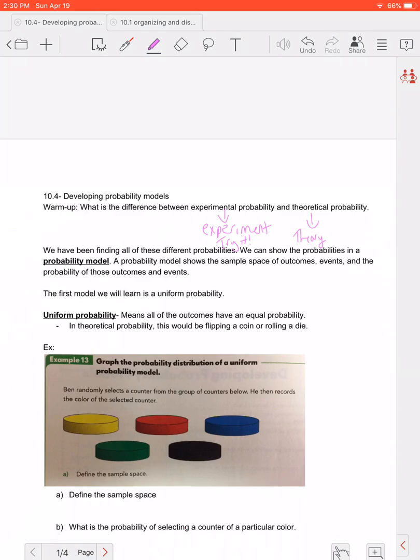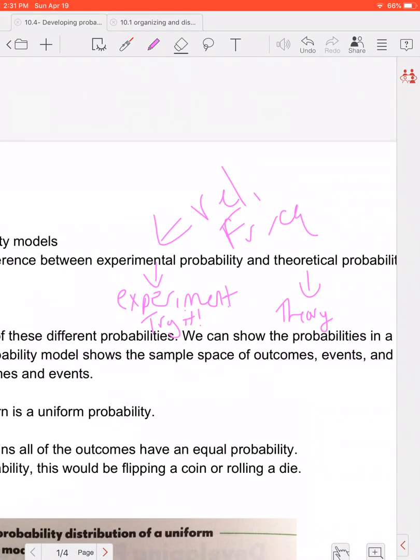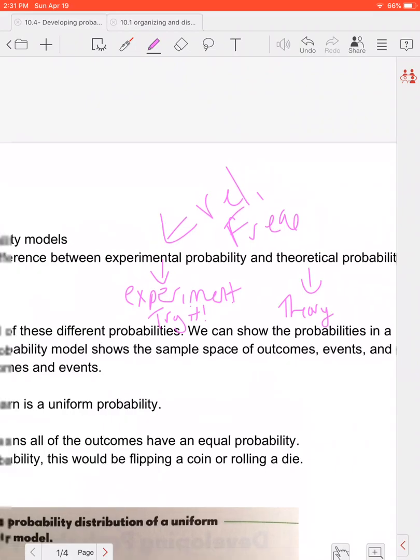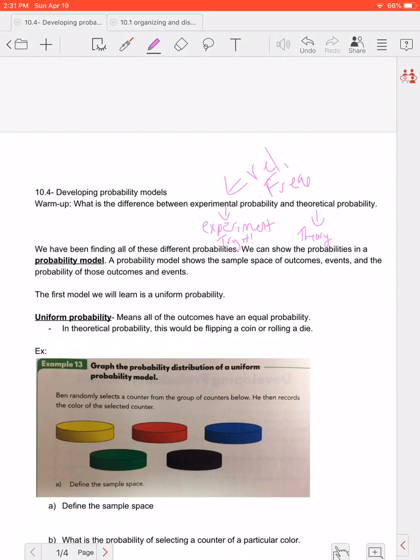Okay, so when we roll a die, we should get the number 1 out of 6 times. We should get the number 2 out of 6 times. If we have equal parts on a spinner, so if we have 4 parts, there's a 1 in 4 chance of getting the red, 1 in 4 chance of getting the yellow. Okay. Sometimes we also call experimental the relative frequency. Okay, so relative frequency is another word for experimental probability.